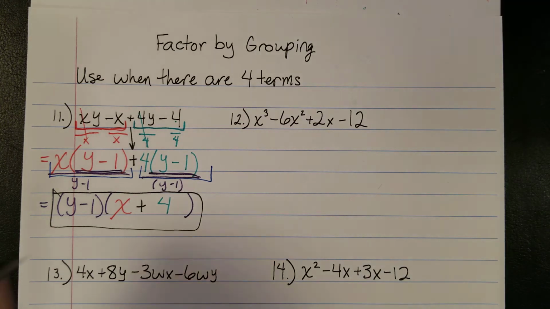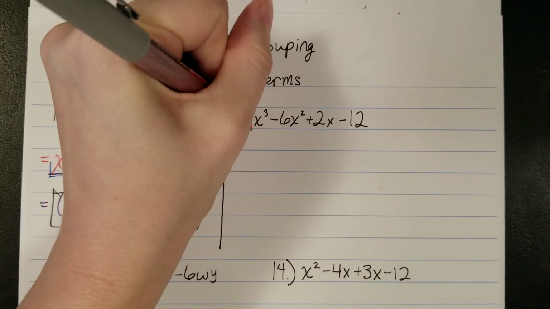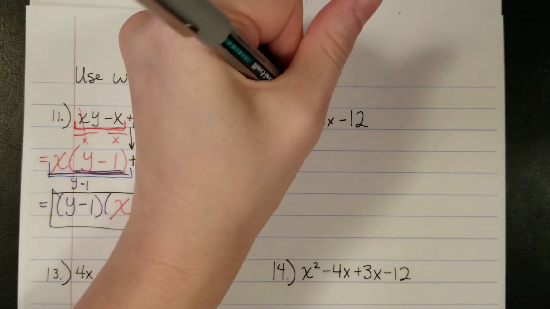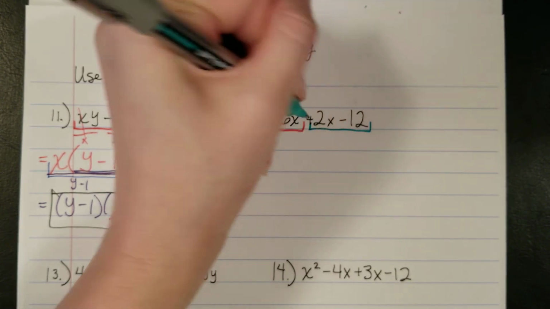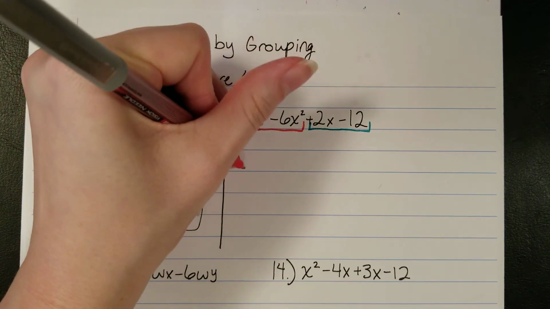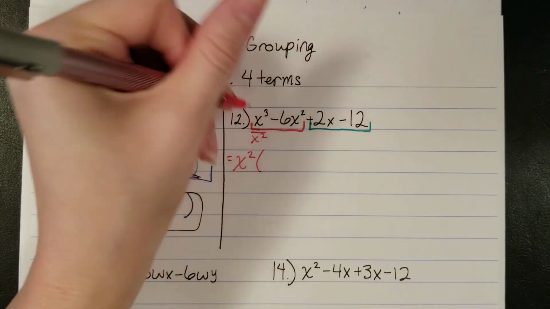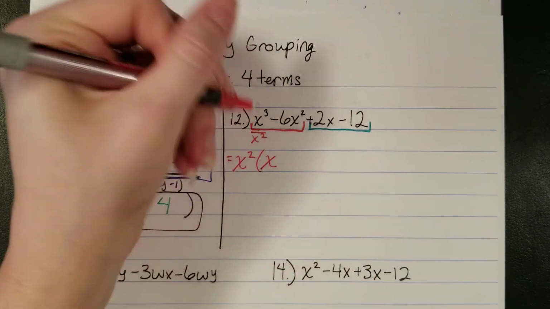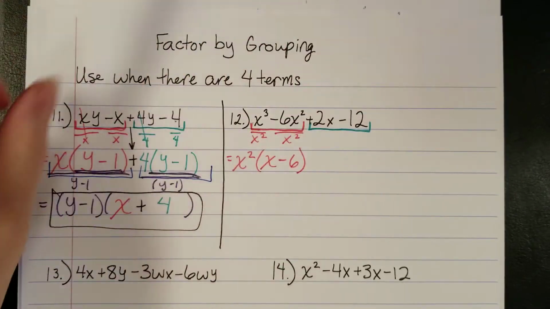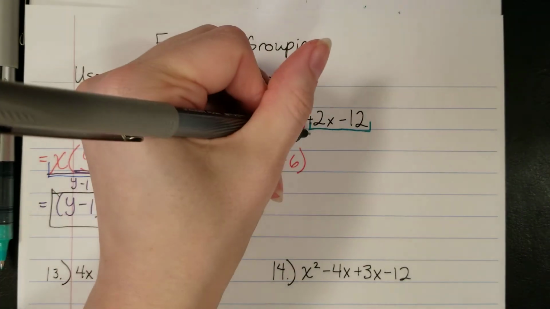Okay, number 12. So we're going to factor it by grouping. So x cubed minus 6x squared is the first group. And then 2x minus 12 is the second group. So the GCF from the first group would be x squared. So if you divide that by x squared, x cubed divided by x squared is x. And if you divide that by x squared, the x squared would cancel out. That would be minus 6. And then bring down the plus sign.